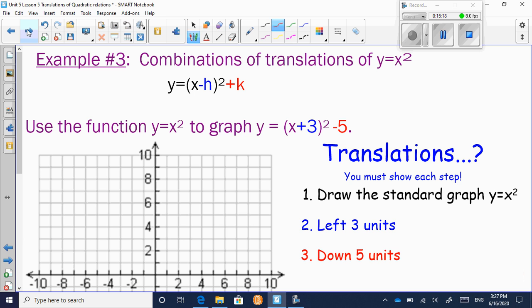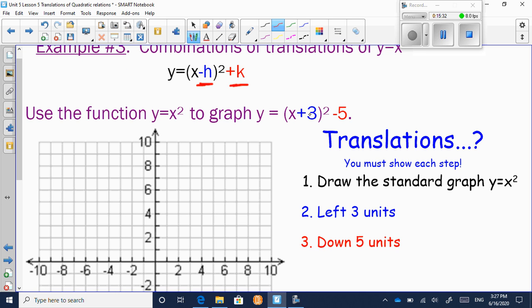What about if we did two of them at the same time? Okay. So notice that in this case, I've got an H and I've got a K that I've got to deal with. Because this is plus 3, hopefully a lot of you are saying now, that's 3 to the left. And then you look at this one and it says minus 5, and so that means 5 down.